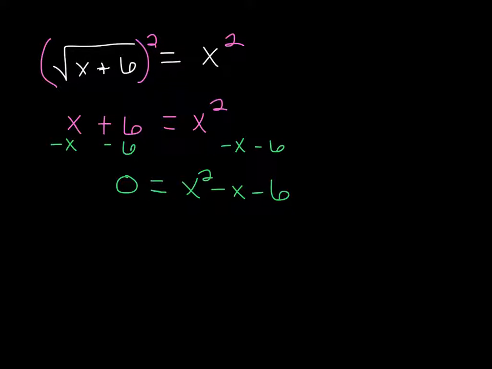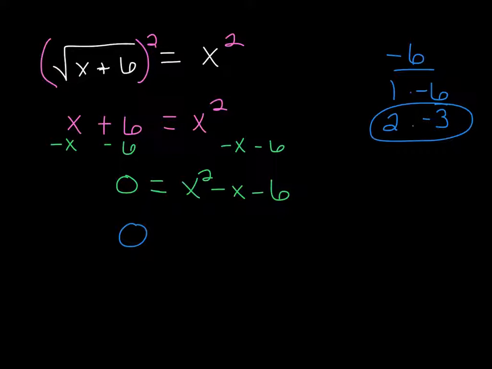Now we need to factor that. So to factor that, I need a times c, which is 6. Factors of 6 are, actually it's negative 6. So our signs have to be different, and b is negative. So the larger number is negative. So we have 1 times negative 6, doesn't work. 2 times negative 3, that works. So x plus 2, x minus 3.